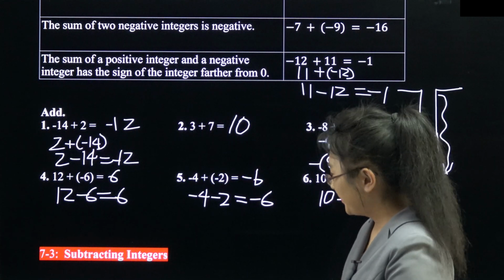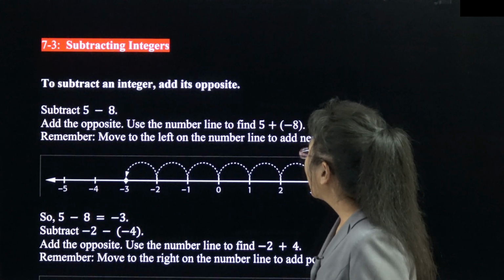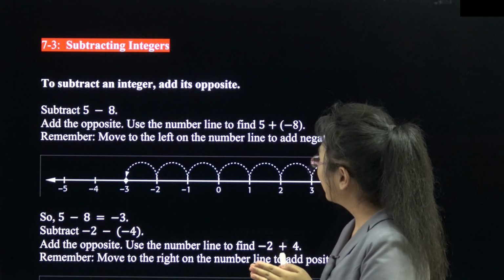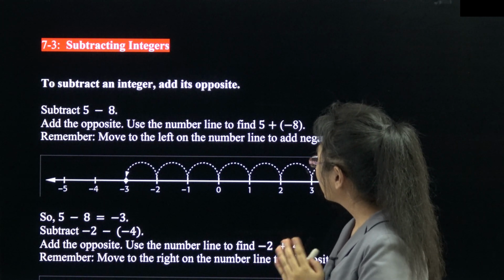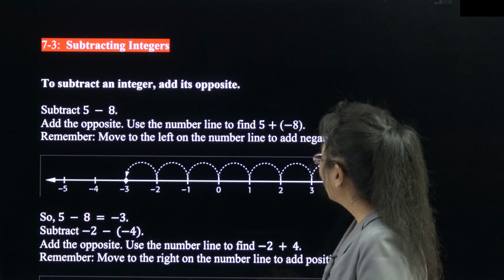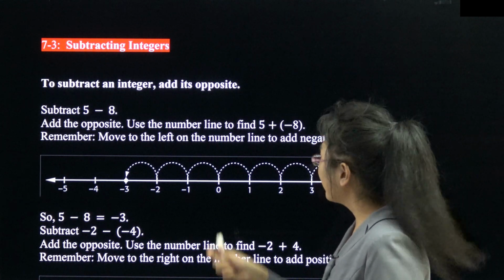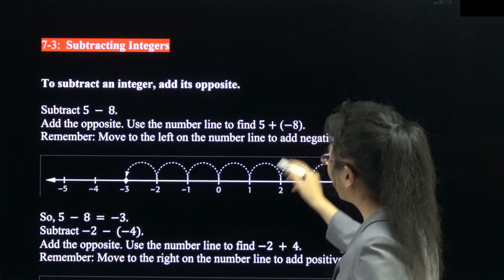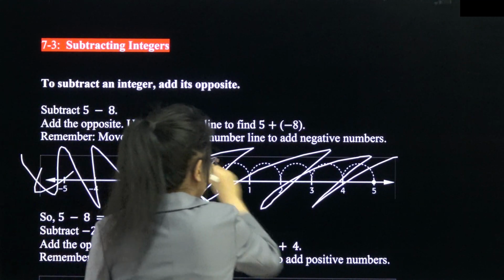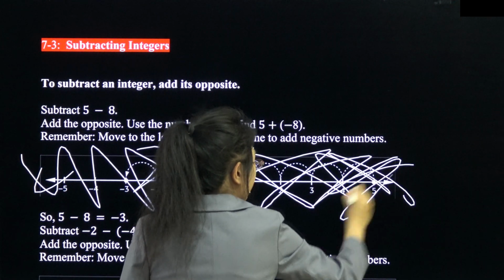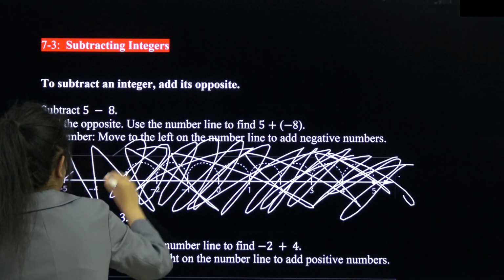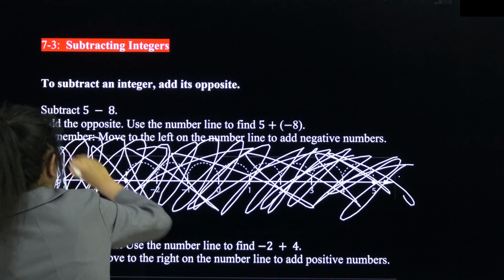Subtraction gets a little bit harder. To subtract an integer, add its opposite. Subtract 5 minus 8. Add the opposite. Use a number line to find 5 plus negative 8. But honestly, don't do this, because I've already shown you. 5 plus negative 8 is even worse. Never use a number line. Just don't. If you learn to use a number line, you are going to become reliant on the number line, and then in high school, everybody will laugh at you, because why are you still using a number line?